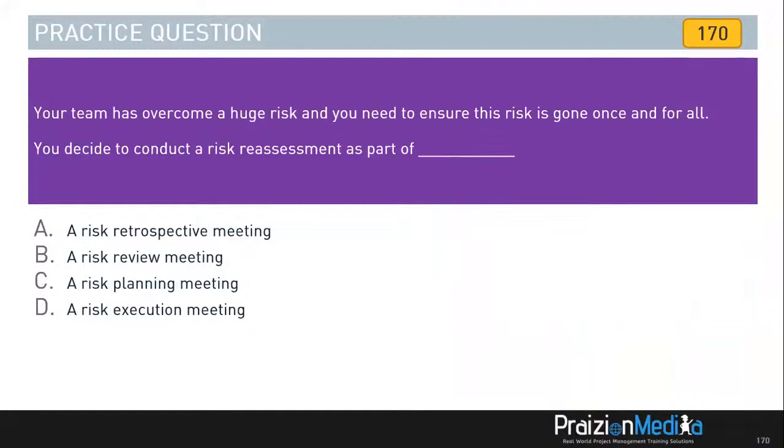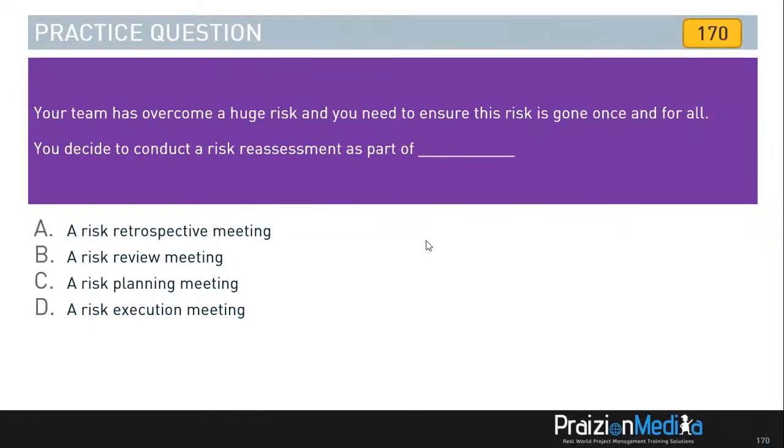Your team has overcome a huge risk, and you need to ensure that this risk is gone once and for all. You decide to conduct a risk reassessment as part of what? What should your risk reassessment be part of? Think about it. All right. So the options that you have here: retrospective, risk review meeting, risk planning meeting, risk execution meeting.